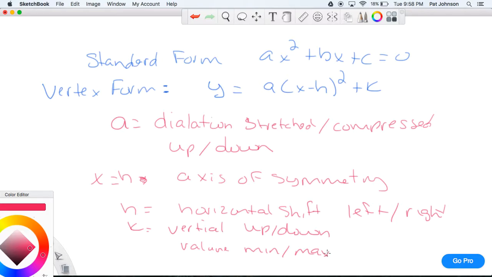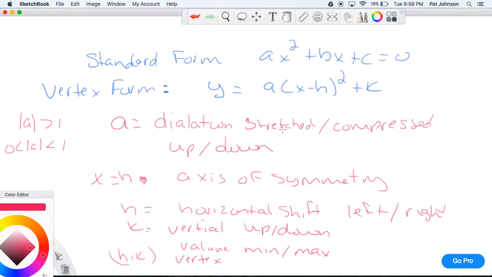Okay. What else do we need to know from this? Well, we know h, k, h comma k, is our vertex. If the absolute value of a is greater than 1, that tells us it's a stretch vertically. If the absolute value of a is less than 1 but greater than 0, then we have a compression.